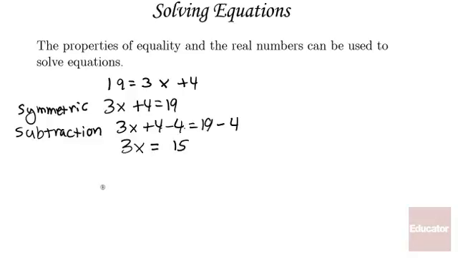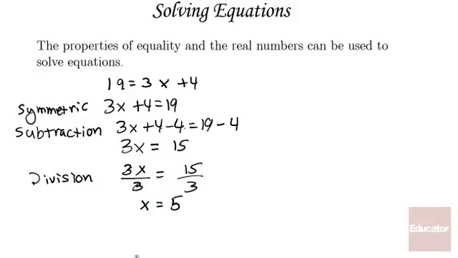Well, now I need to isolate x with one last step, and I'm going to do that by using the division property. If I divide both sides by 3, I'm using the division property, and the 3's will cancel out, and I'll get x equals 5. So by applying those principles, I was able to solve this simple equation.